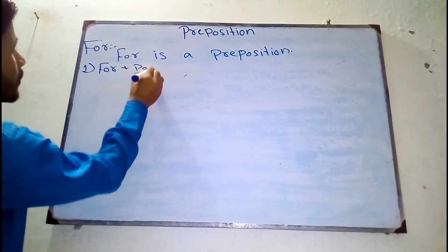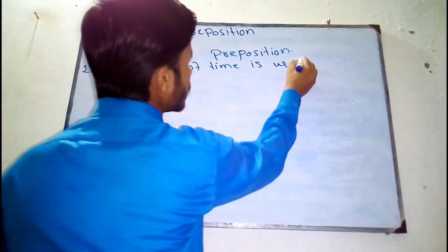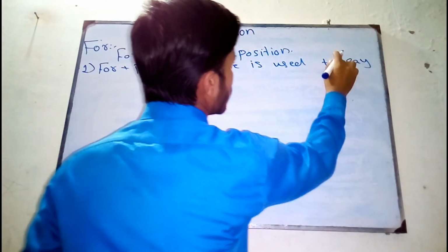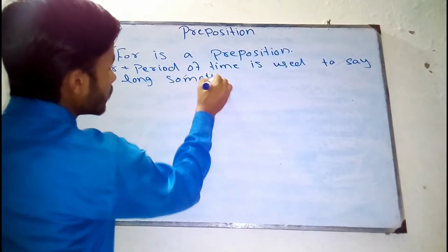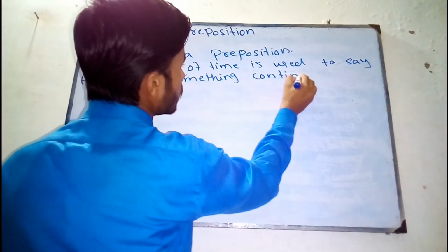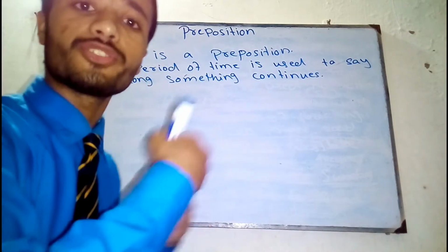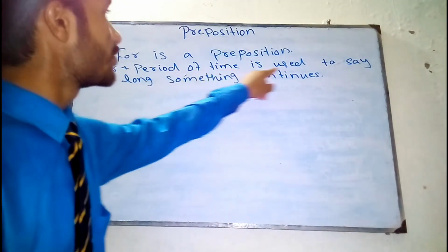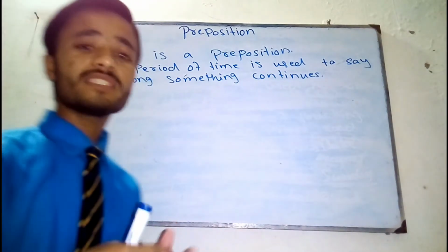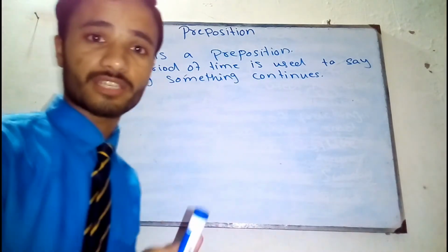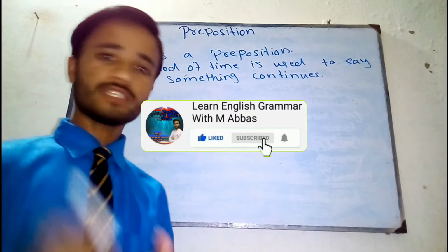For plus period of time is used to say how long something continues. The first usage of "for" is "for" plus period of time. It means "for" plus duration of an action, right? For plus period of time is used to say how long something happens or continues. What does it mean? It means that we are going to talk about the duration of an action, that is, how long that action continues, or how long the duration was. Is this clear?